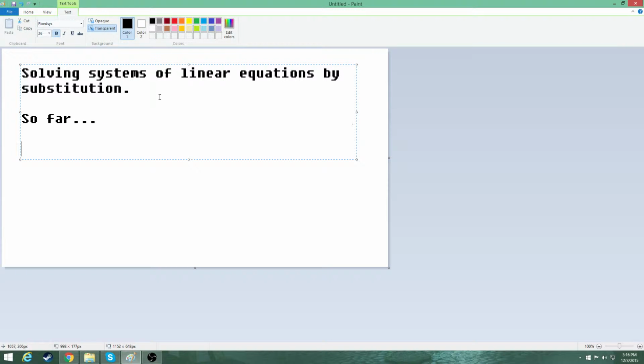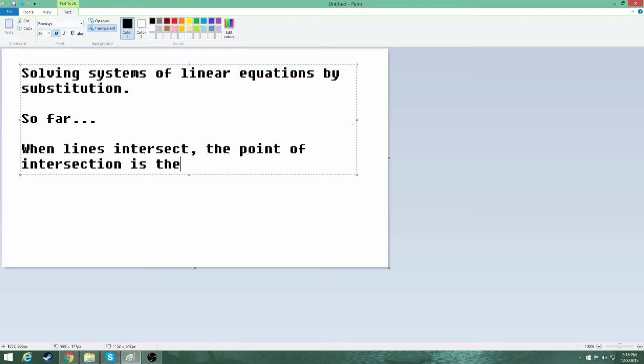So far we know that when lines intersect, meaning they cross each other at some point, the point of intersection is the solution to the system. Okay, so when lines intersect, the point of intersection is the solution to the system.